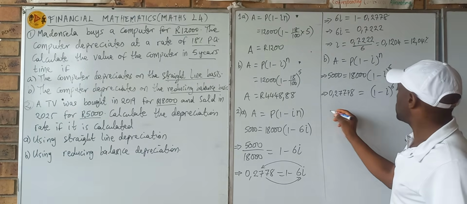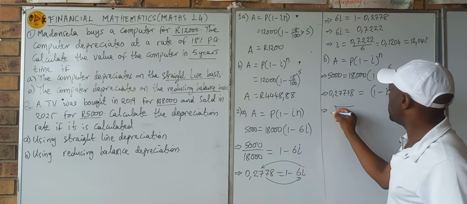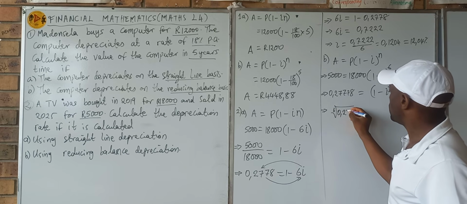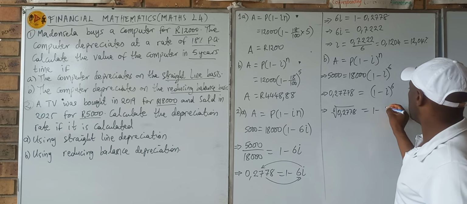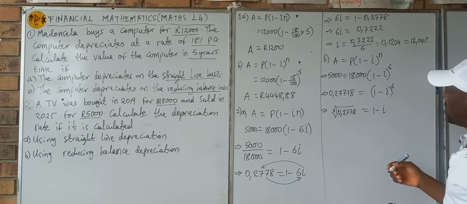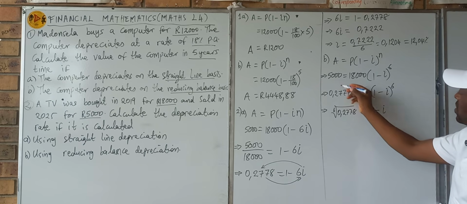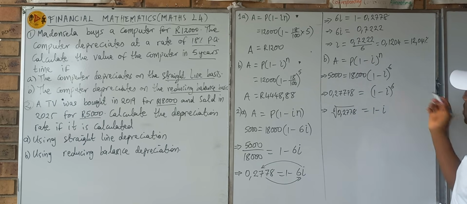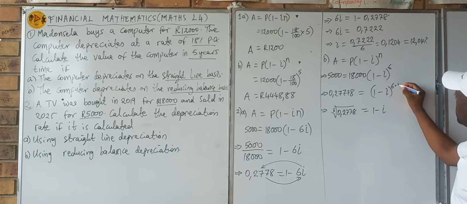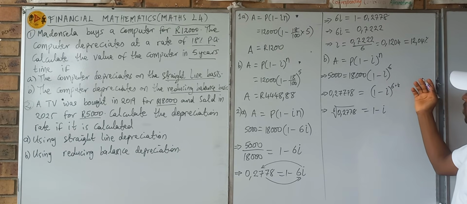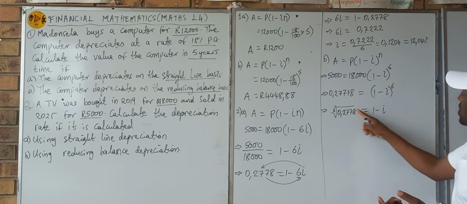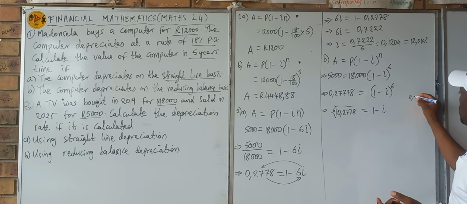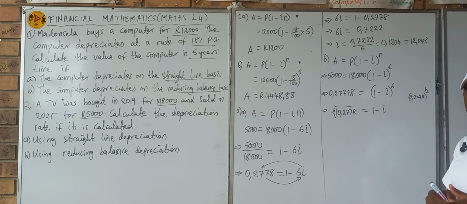So the 6th root means I'm taking the 6th root of 0.2778, and if I take the 6th root of this side, it gives me 1 minus I. Don't forget the 6th root is the same thing as raising this number to the power 1/6, and we do the same thing to this side, because if you multiply this by 1/6, you see it takes care of that 6. So if you don't know how to put the 6th root in your calculator, you can simply capture this as 0.2778 to the power 1/6. It's going to do the same job for you.